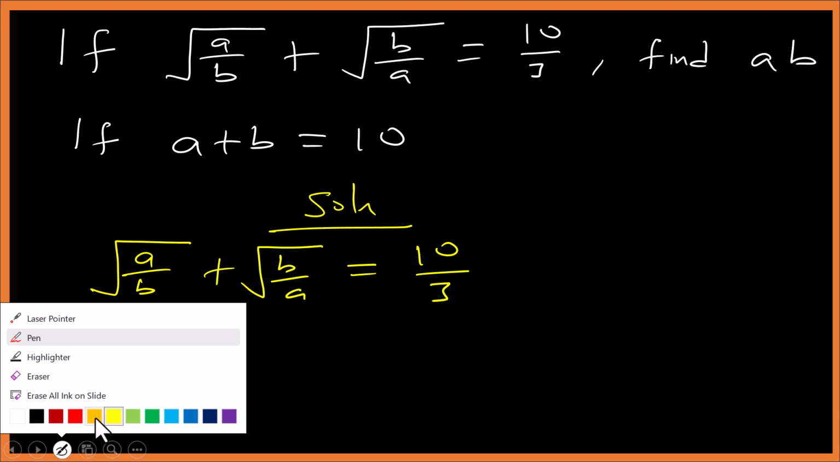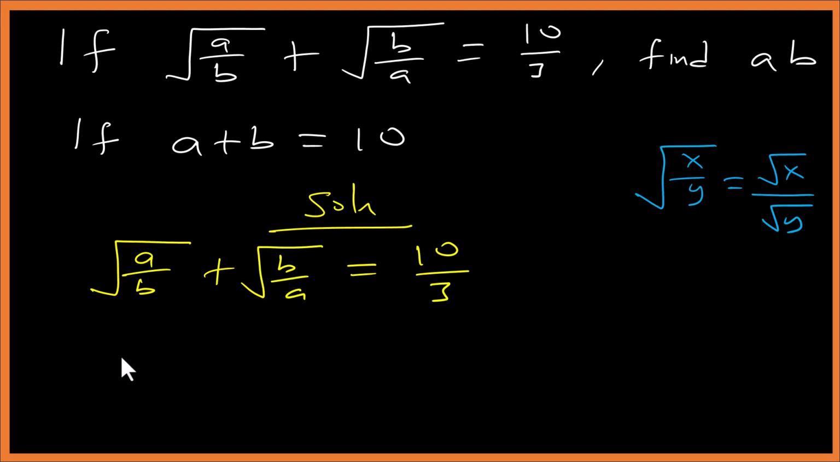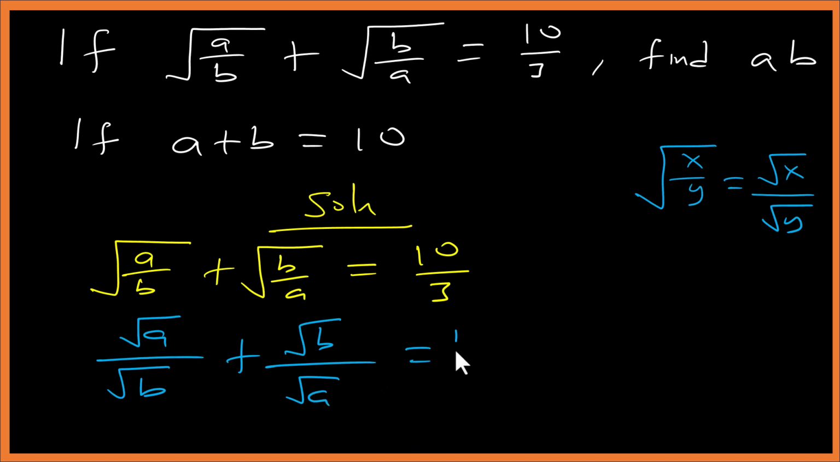Now, when we are given square root of x on y, it is the same as square root of x on square root of y. So this side will be square root of a over square root of b plus square root of b over square root of a, equals 10 on 3. Now let's find the sum of the left hand side. So it should be the LCM.